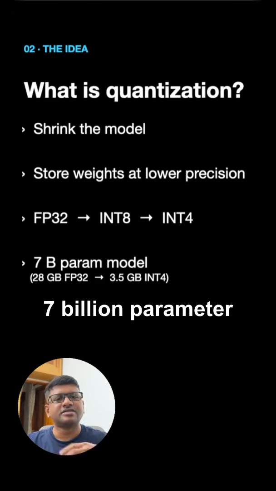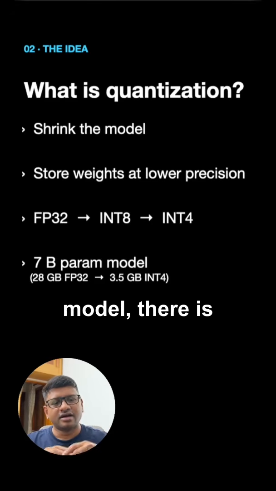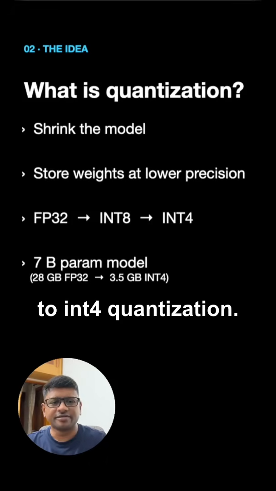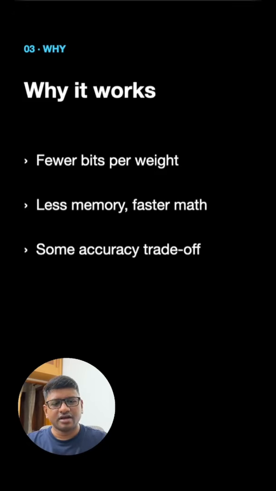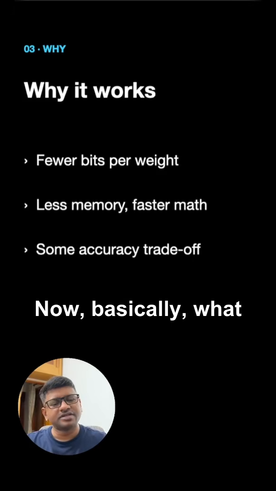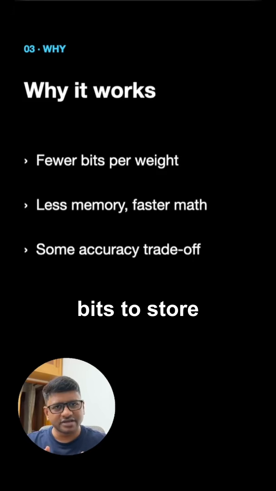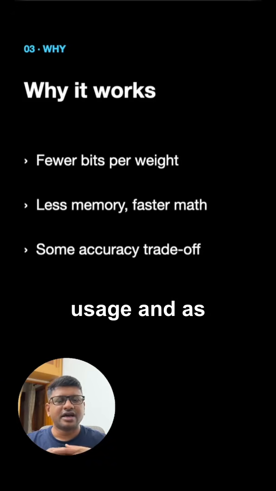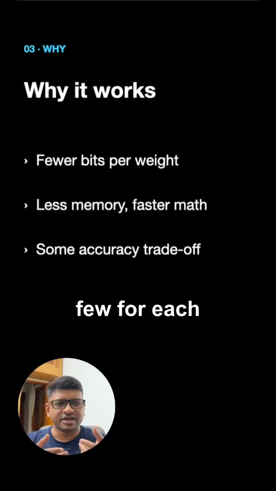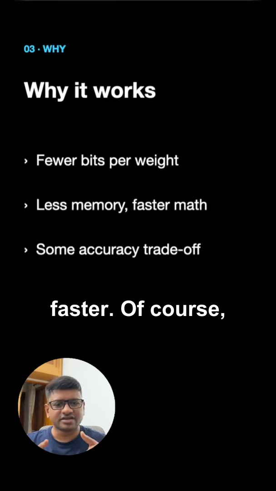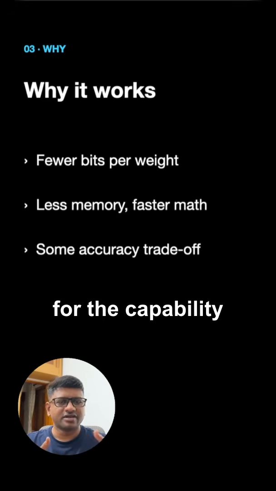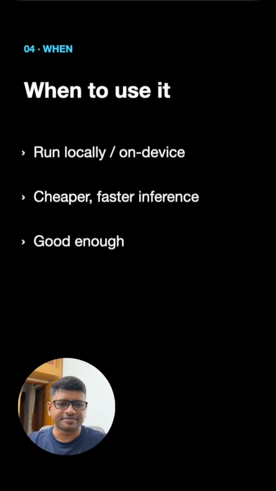Now if you look at a 7 billion parameter model, there is a significant reduction from 28 GB to 3.5 GB when you switch to int4 quantization. Basically what we are doing here is we are using fewer bits to store the value. That means you will have less memory usage, and as there are fewer bits for each value, the calculation is also faster. Of course, you are trading off some accuracy for the capability to run on lower hardware.